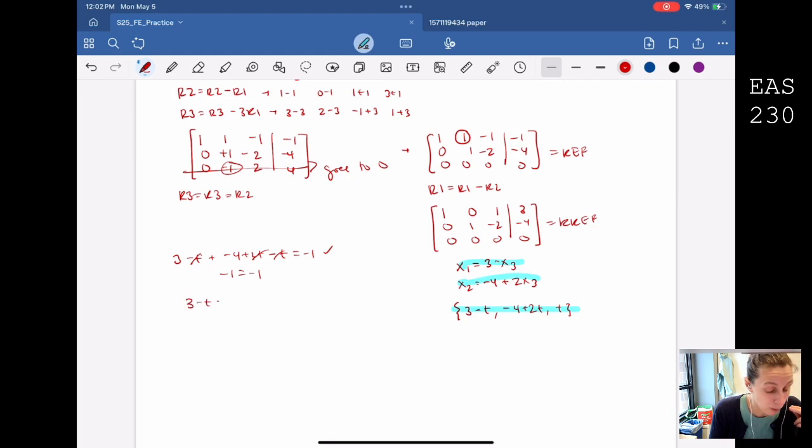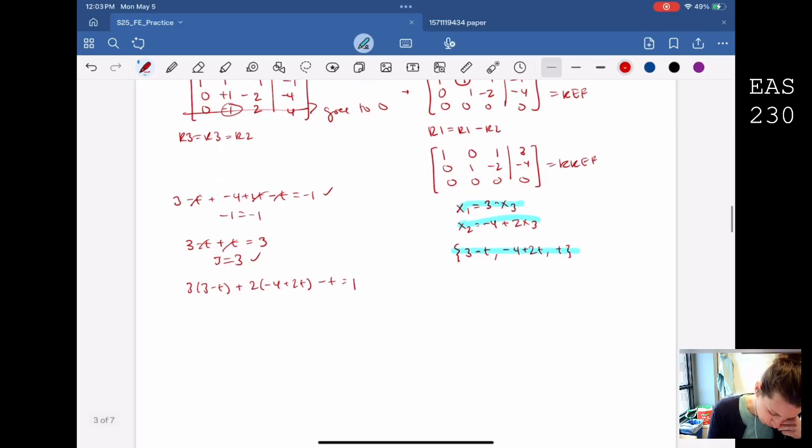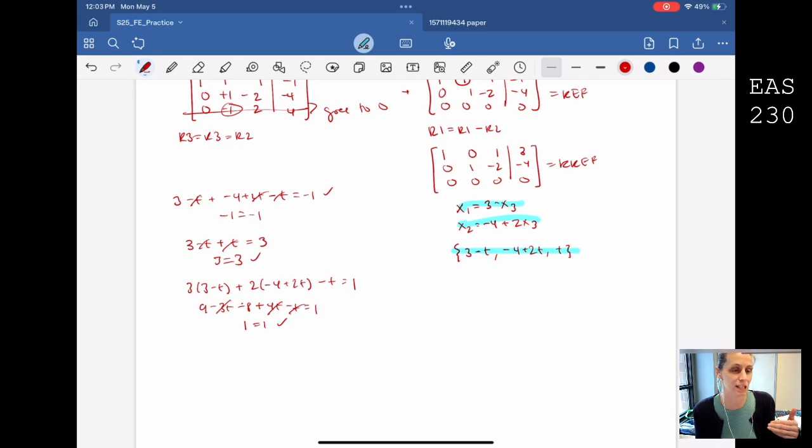3 minus t plus t equals 3. That cancels. 3 equals 3. Yep, that's correct. And then my last one, 3 times 3 minus t plus 2 times negative 4 plus 2t minus t equals 1. So if I expand this out, 9 minus 3t minus 8 plus 4t minus t equals 1. Negative 3t and 4t cancel. 9 minus 8 is 1, equals 1. There we go. I have verified my solution. So I just plugged it into each equation in my system.